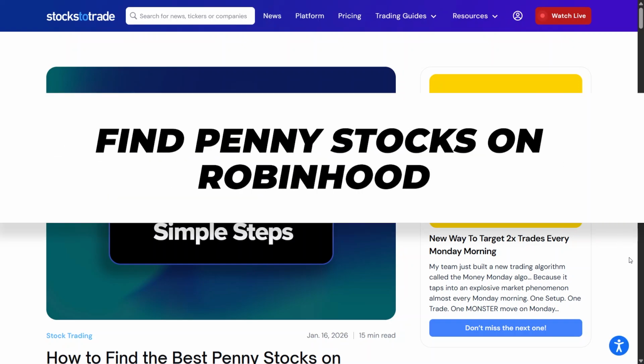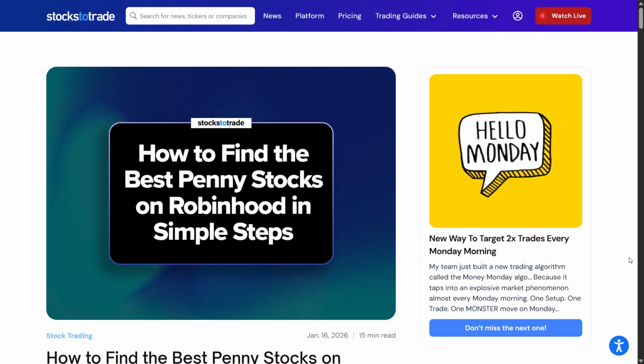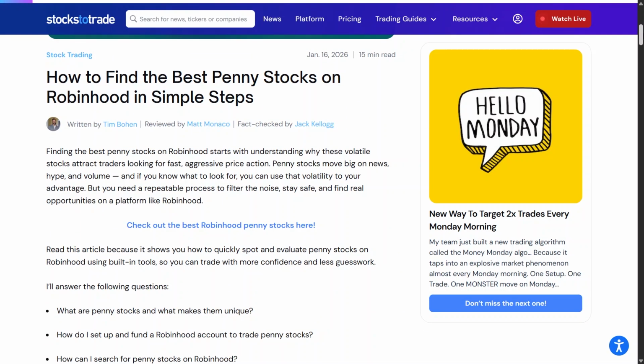Penny stocks are generally stocks that trade below $5 per share. They are popular among traders because they can experience large price swings in a short period of time. However, they are also much riskier than larger, more established companies.